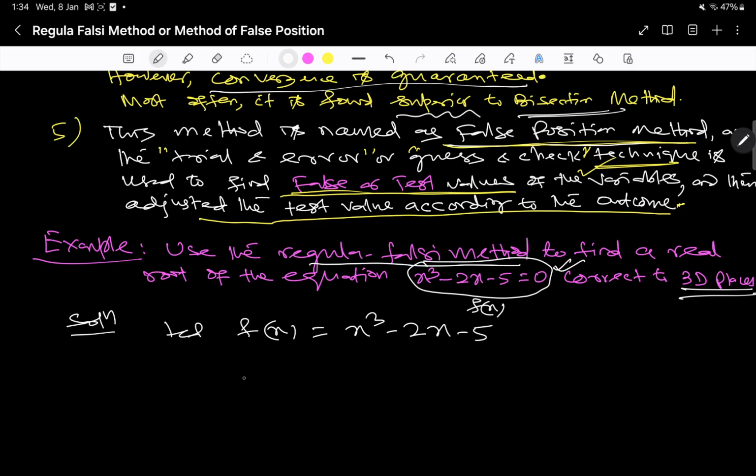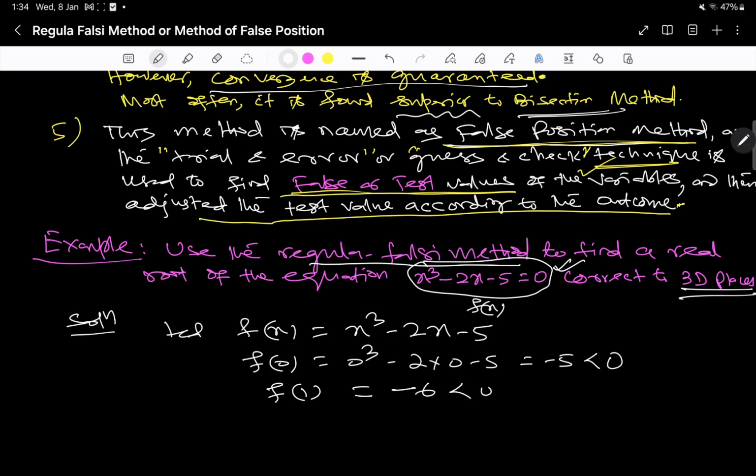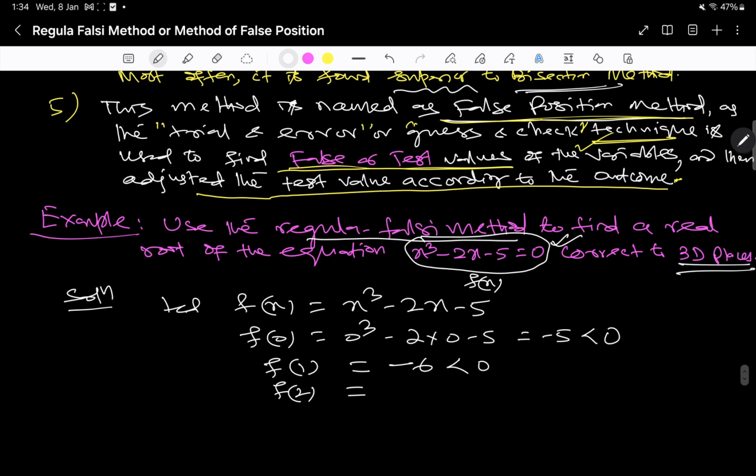So in view of finding the initial approximation, what is f of 0? It is 0 cube minus 2 into 0 minus 5, which is minus 5, negative. Then what is f of 1? We find minus 6, which is also negative. What is f of 2? We find it is minus 1, also negative. And f of 3 is 3 cube minus 2 into 3 minus 5, which is 16, positive.